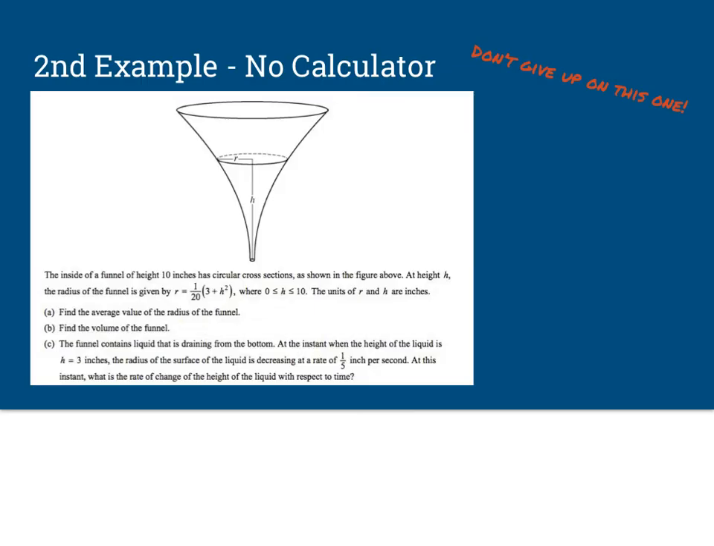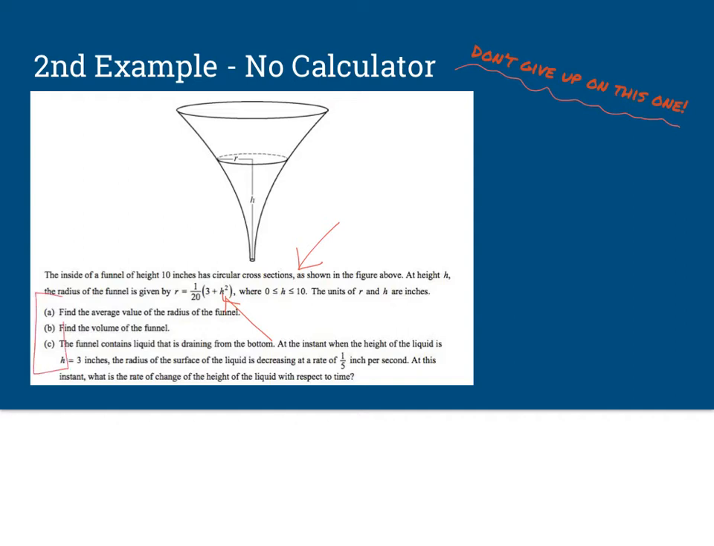Okay, here's the second example of a no calculator. So these are the ones we've been seeing more frequently, and they're going to throw you maybe a little twist. So do not give up on these. Persevere, push through them, okay? Even though it looks a little different. So in this example, you're given a funnel. Now notice we are given the equation for the radius is 1 over 20 times 3 plus h squared. And you're given the limits from 0 to 10.